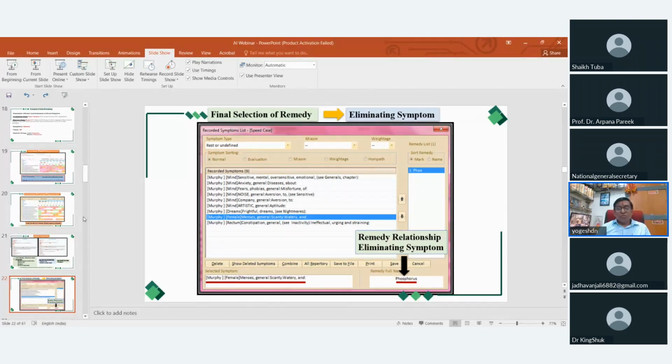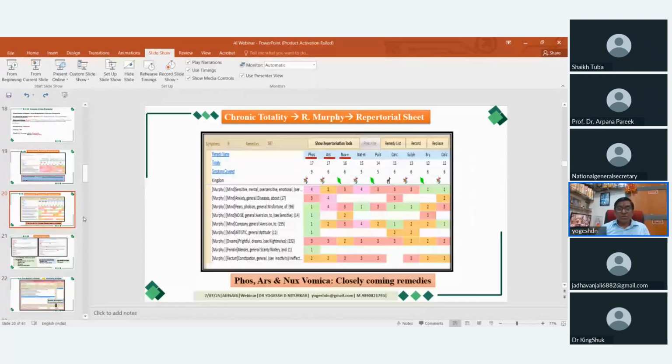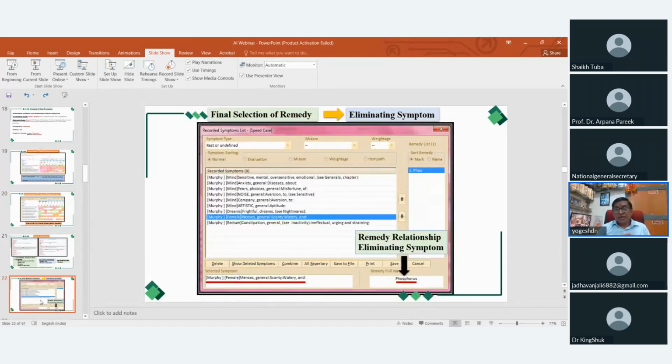So for the final selection, if you go back again to this presentation, Phosphorus is covering 17/9, and this is one symptom: female menses, general, scanty, watery. Phosphorus is the remedy that covers this watery menses. It is the only one remedy. When I went to a further understanding of the symptom to figure out whether there are any other remedies covering this, for female menses general scanty watery, Phosphorus is the only remedy.